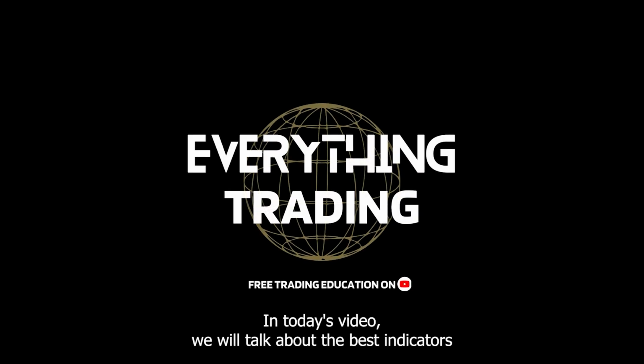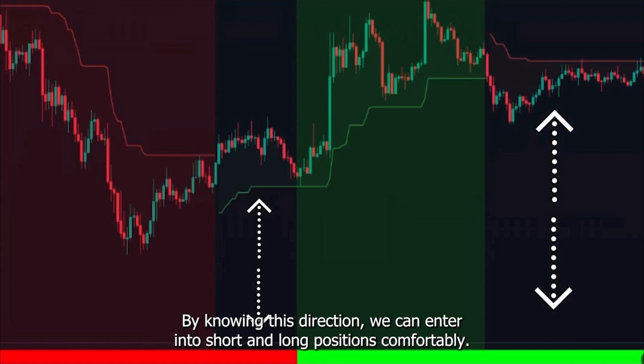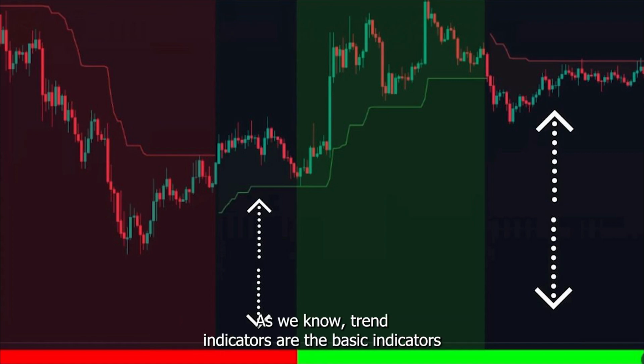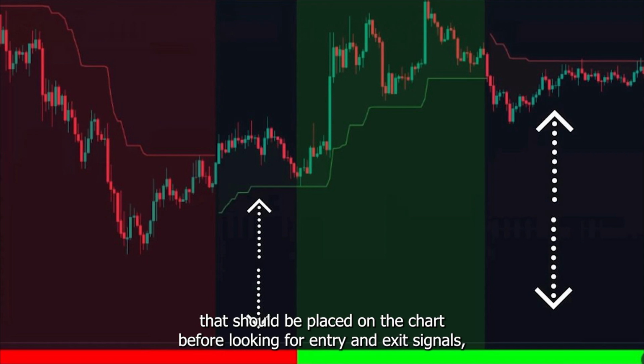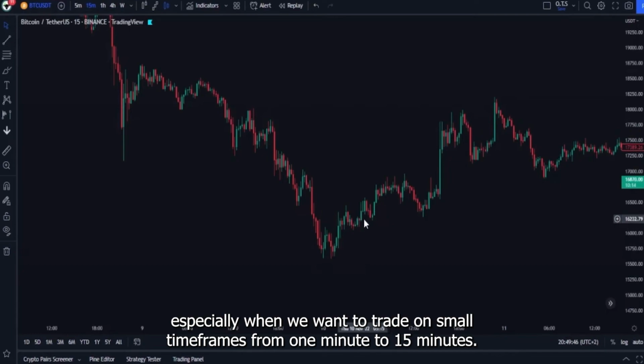Hello everyone. In today's video, we will talk about the best indicators that help in knowing the direction of the trend. By knowing this direction, we can enter into short and long positions comfortably. As we know, trend indicators are the basic indicators that should be placed on the chart before looking for entry and exit signals, especially when we want to trade on small time frames from 1 minute to 15 minutes.